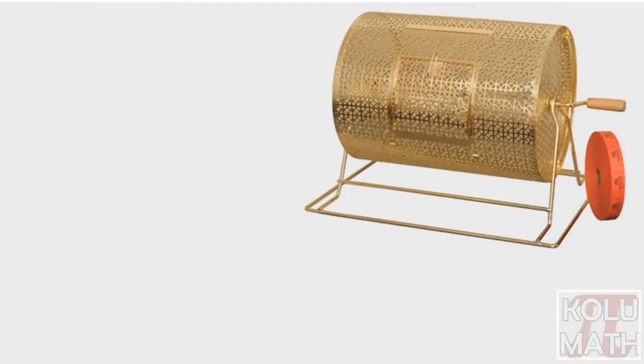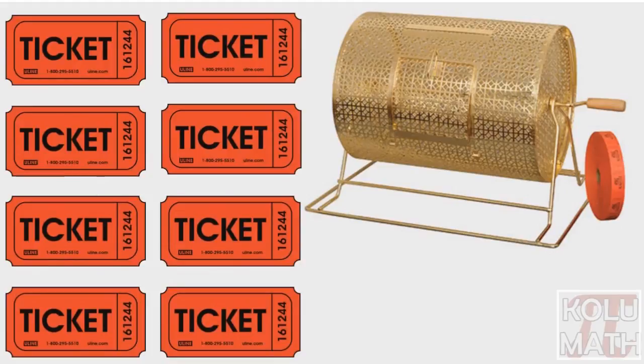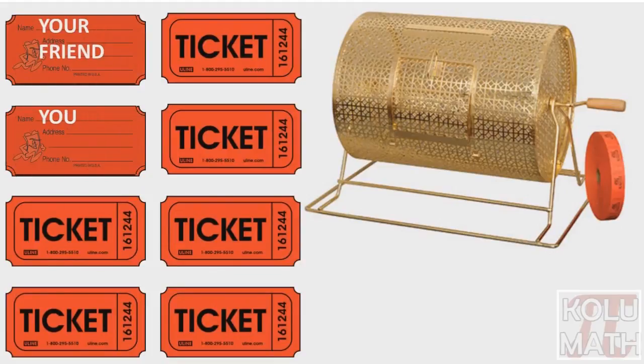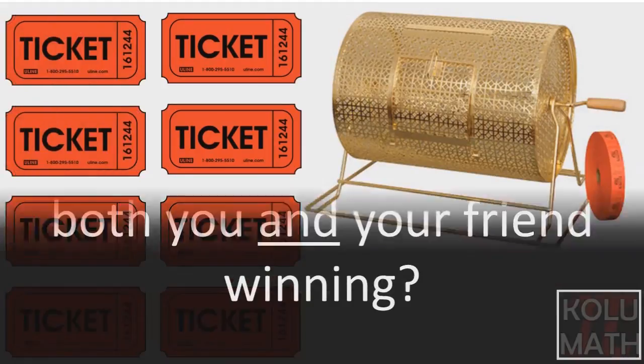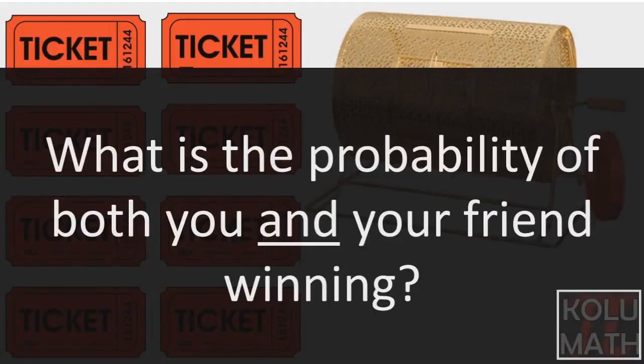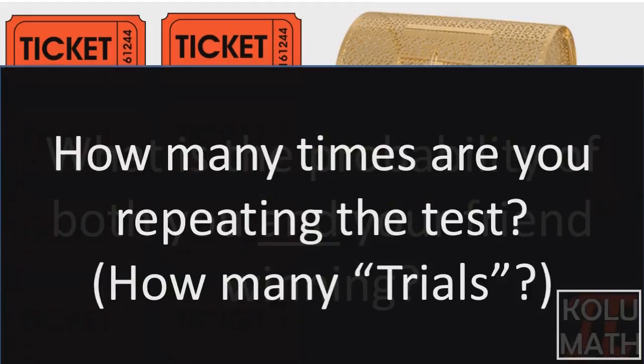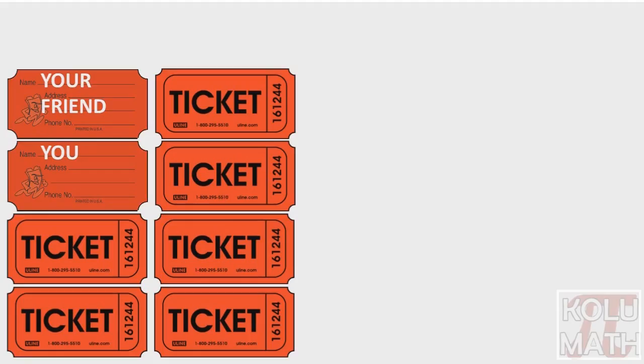Pretend that you and your friend are at the fair and they're having a raffle, and in fact, you notice that there's not very many tickets in the drum there, and you and your friend both enter. There's 8 total tickets, 2 of which, one belongs to your friend and one belongs to you, and they're actually doing 2 drawings in a row here. And we want to know what is the probability of both you and your friend winning. First question we want to ask is, how many times are we repeating this test, or how many trials do we have here? In this case, since there's 2 drawings, we're going to have 2 trials.